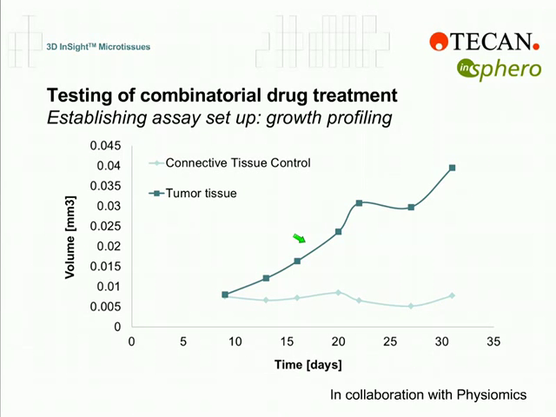And we need the long-term culture conditions to assess the combinatorial drug treatment, because also in vivo, you do not measure size over 3 to 4 days. You measure growth of a xenograft over at least 1 month in the model system.